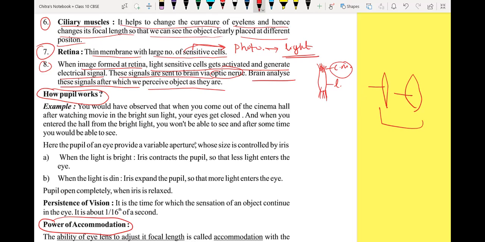One more point here is the persistence of vision. Persistence of vision means our eye has the capacity to keep the image for about 1/16th part of a second. Just remember 1/16th part of a second. That capacity of the eye is called persistence of vision. When the object is removed away from our eye, the image still remains there for up to 1/16th part of a second. This is called persistence of vision. Everyone, do reply. Understood?